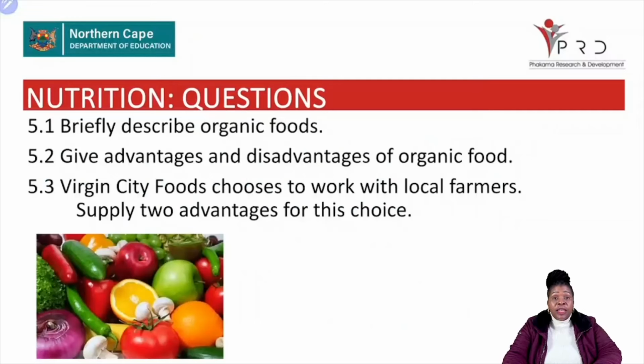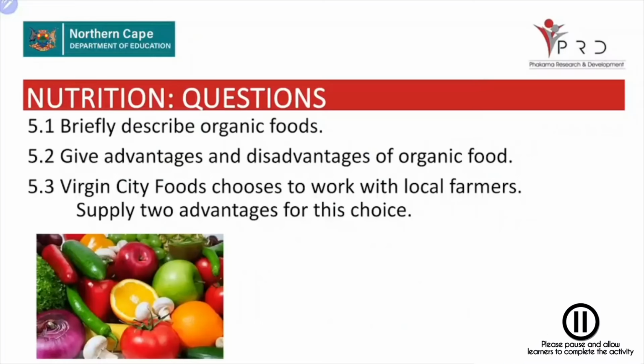5.1 says, briefly describe organic foods. And 5.2 reads, give advantages and disadvantages of organic food. And our 5.3 reads, Virgin City Food chooses to work with local farmers. Supply 2 advantages for this choice. Right? 2 minutes for you, learners, so that you can answer the questions.